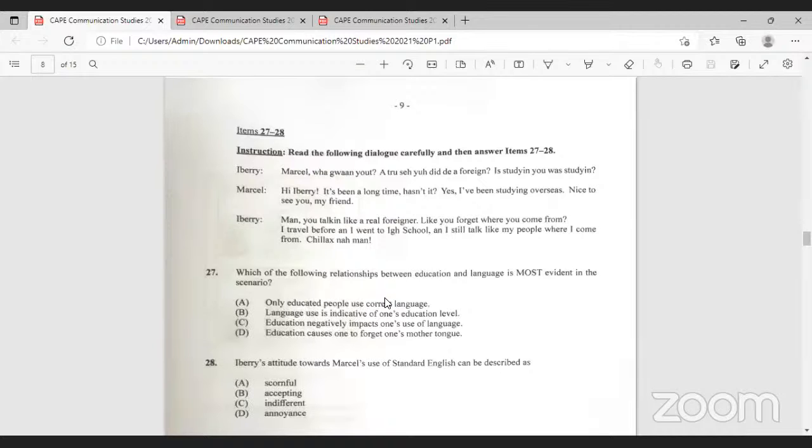All right, so as I said, this one didn't repeat exactly, they just changed up the names, but we had the same scenario in our previous paper, where two people are talking, the one of them just come back from foreign and them go on heighty and whatever.